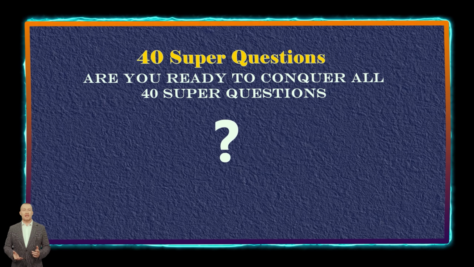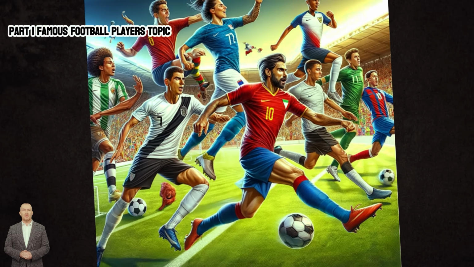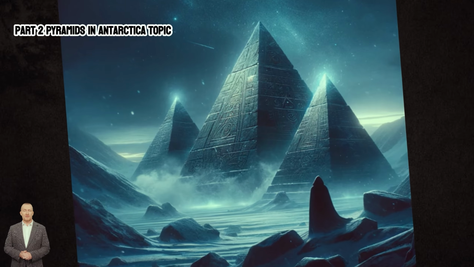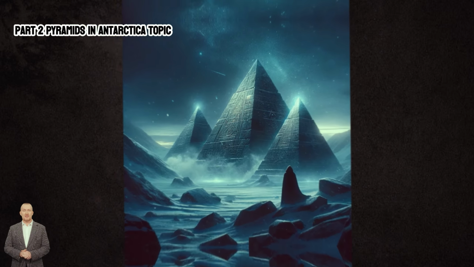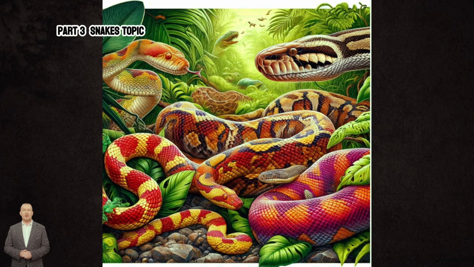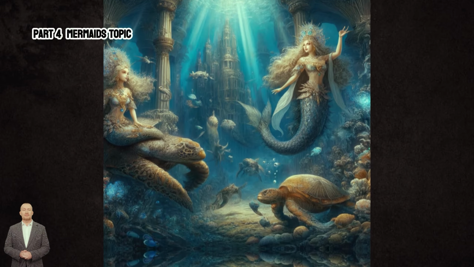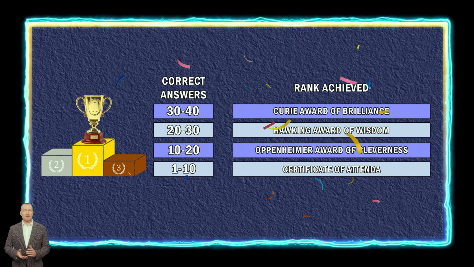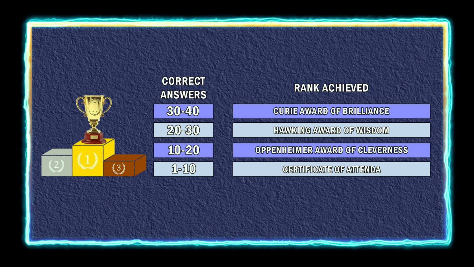We have four topics as follows. Part 1, famous football players topic. Part 2, pyramids in Antarctica topic. Part 3, snakes topic. Part 4, mermaids topic. One topic will have 10 questions. Are you ready to defeat all 40 of our questions? Finally, remember to check your ranking and let us know what rank you achieved. Let's go!